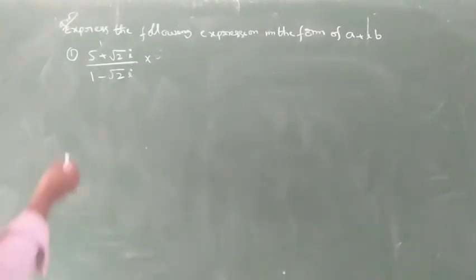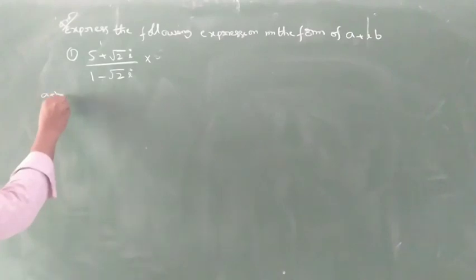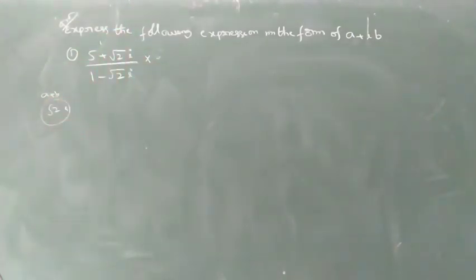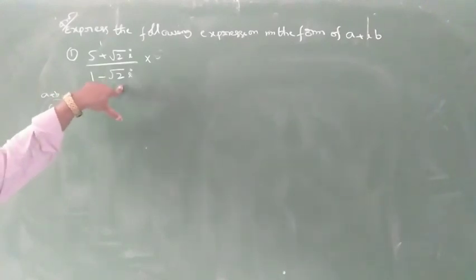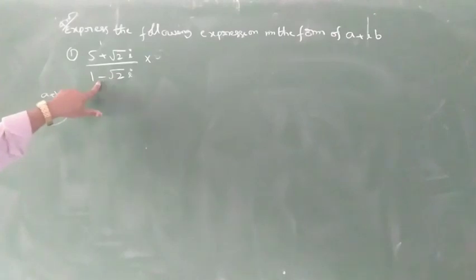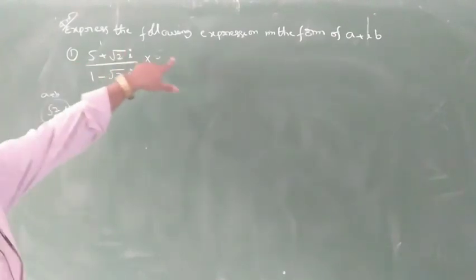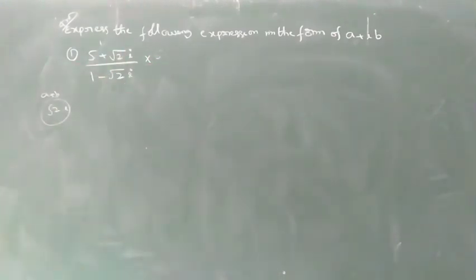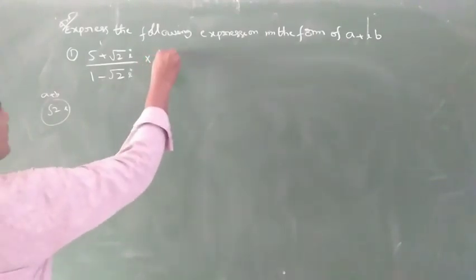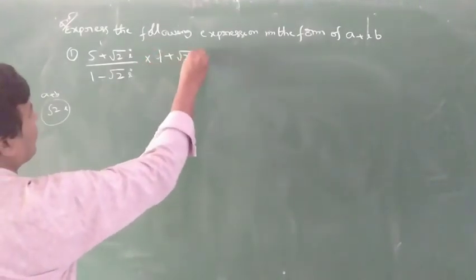The normal numbers are not of the form a plus ib, a minus ib. So only root 2i means same numbers we have to divide and multiply. This is the form of a plus ib, a minus ib type of terms. How to remove? Rationalization means what? This is plus, so you have to take minus. So 1 plus root 2i.